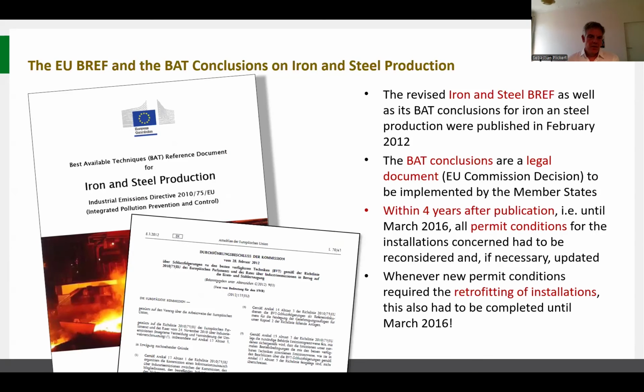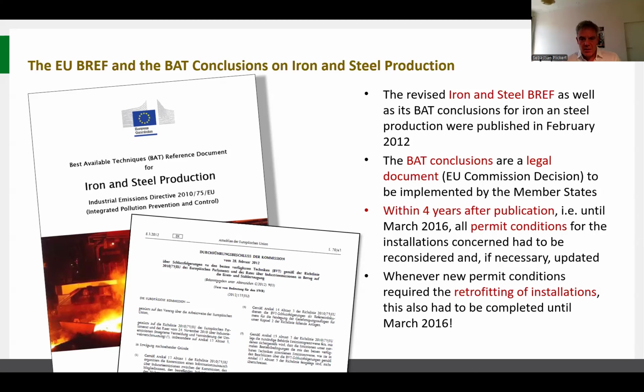So here you see the EU BREF as well as the BAT conclusions. And I just want to explain a bit the difference between the two documents. The iron and steel BREF is the basic document that is elaborated with the technical experts and includes all the technical descriptions. And at the end, from the BREF, the core information is taken out and put into a BAT conclusion, which is then a legal document, a decision document of the European Commission that has to be implemented by the member states.